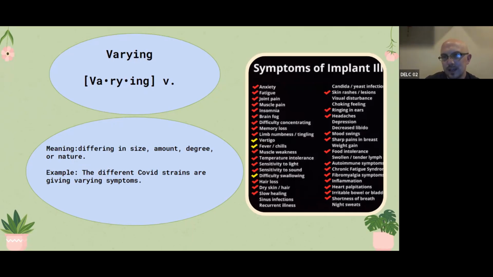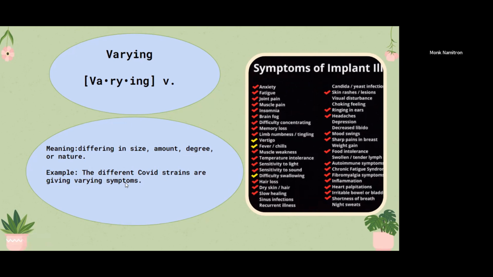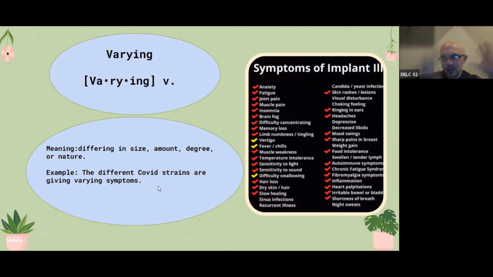Some people might say, if you get the new COVID virus, you feel more sick, or you might have a new symptom, or it changes in degree because it's easier to catch this new virus. So we can say the different COVID strains are giving varying symptoms. The symptoms are changing, can be very small, very serious. They are varying, or they are changing.